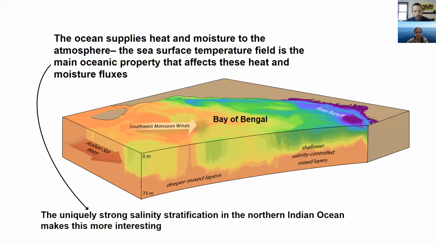So I'll mostly be talking about some platforms for measurements of air-sea interaction. The ocean supplies heat and moisture to the atmosphere, and it's really the sea surface temperature field that the atmosphere can feel. This is the primary way that the ocean affects humans, at least in terms of weather and climate, by these air-sea fluxes. And it's especially interesting in the Northern Indian Ocean because of the special role of the unique and strong salinity stratification there.